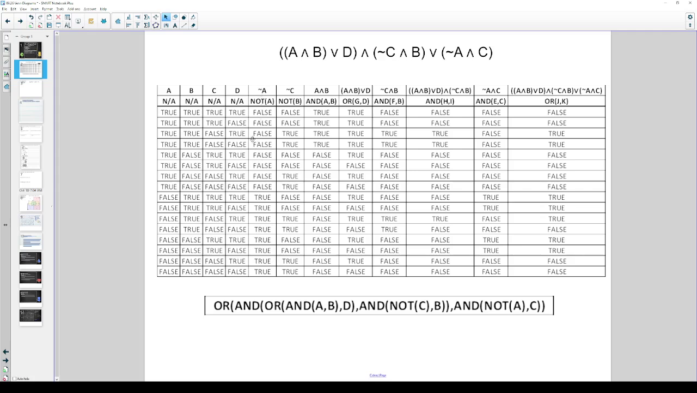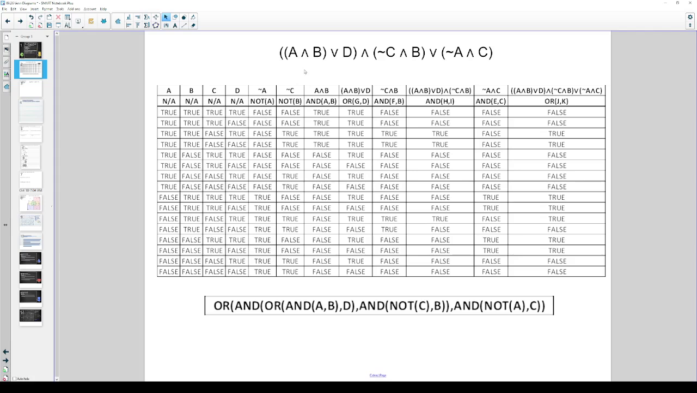So I made this in Excel and actually used Excel's formulas to say this is literally not A. So whatever was in A, this was the opposite. Same for C, I said this is not C, so it put the opposite value here of what was in this column. Then we have conjunctions and disjunctions to deal with.